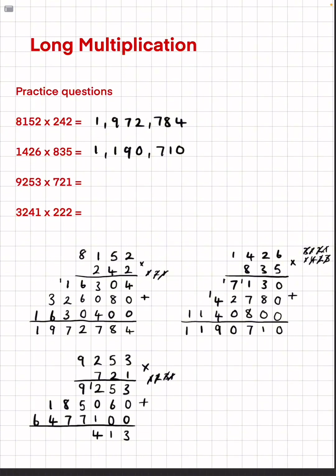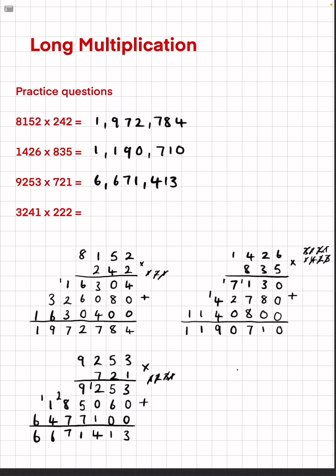9 add 5 add 7 is 21. Put the 1 down, carry the 2. 8 add 2 is 10. Add 7 is 17. Put the 7 down, carry the 1. 4 add 1 is 5. Add 1 is 6. 6 add 0 is 6. So the answer is 6,671,413.